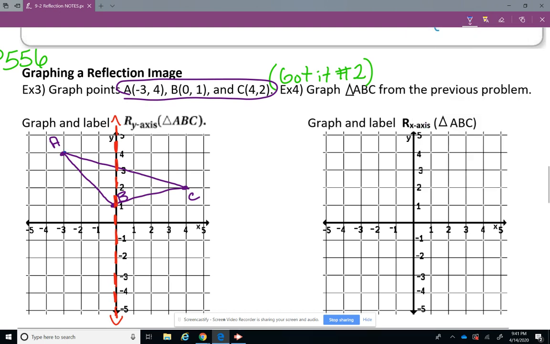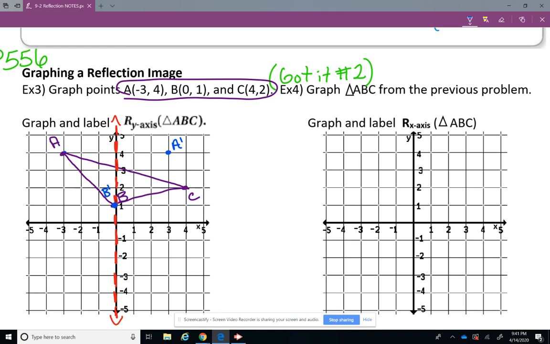How far is A from the y-axis? 1, 2, 3 steps, right? All right, so go 1, 2, 3 steps. Draw that point. That's A prime. You just reflected point A. All right, erase those markings so it doesn't look confusing. All right, now, do you see that B is on the line? When B is on the line of reflection, B is B prime. So I'm going to try to write a little B prime here.